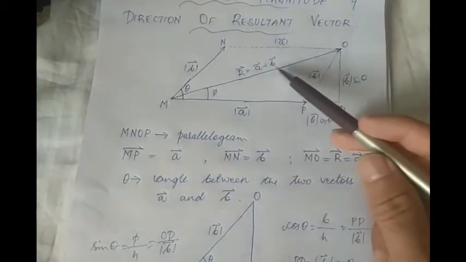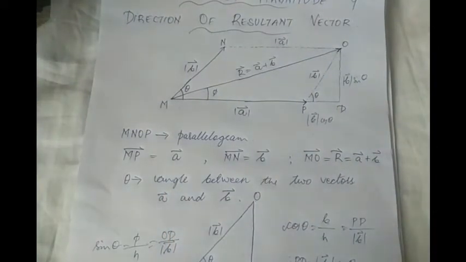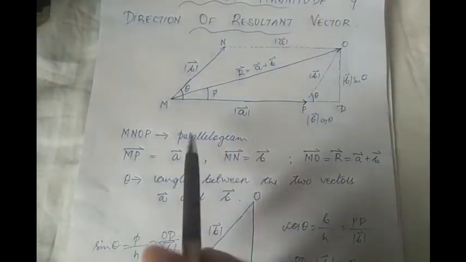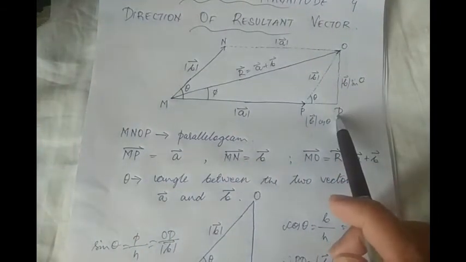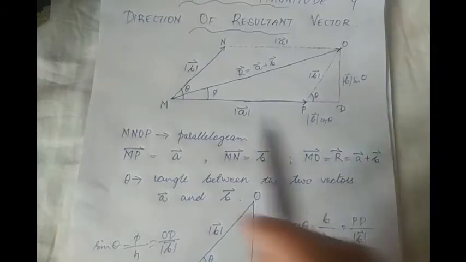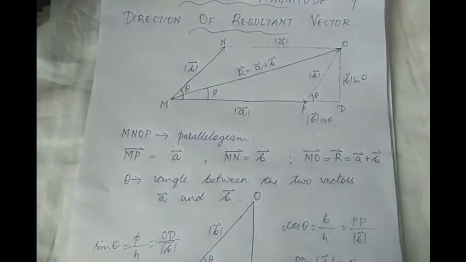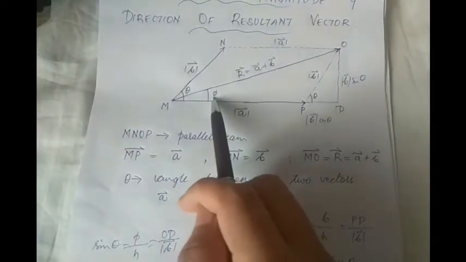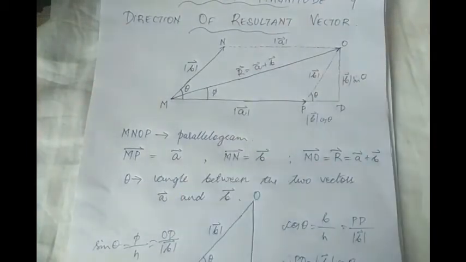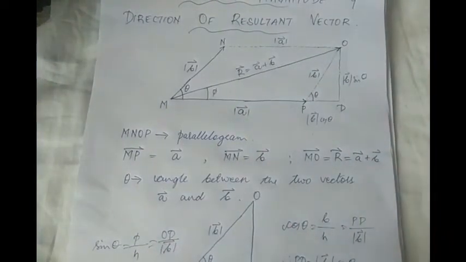In order to know its magnitude, look at this right angle triangle. Listen to me carefully. Let us look at this right angle triangle MOD. MOD is a right angle triangle. And now let us look at this angle phi. Phi is not given to us. This is something that we are supposing. Theta is given to us, yes, but phi is something that we need to calculate.